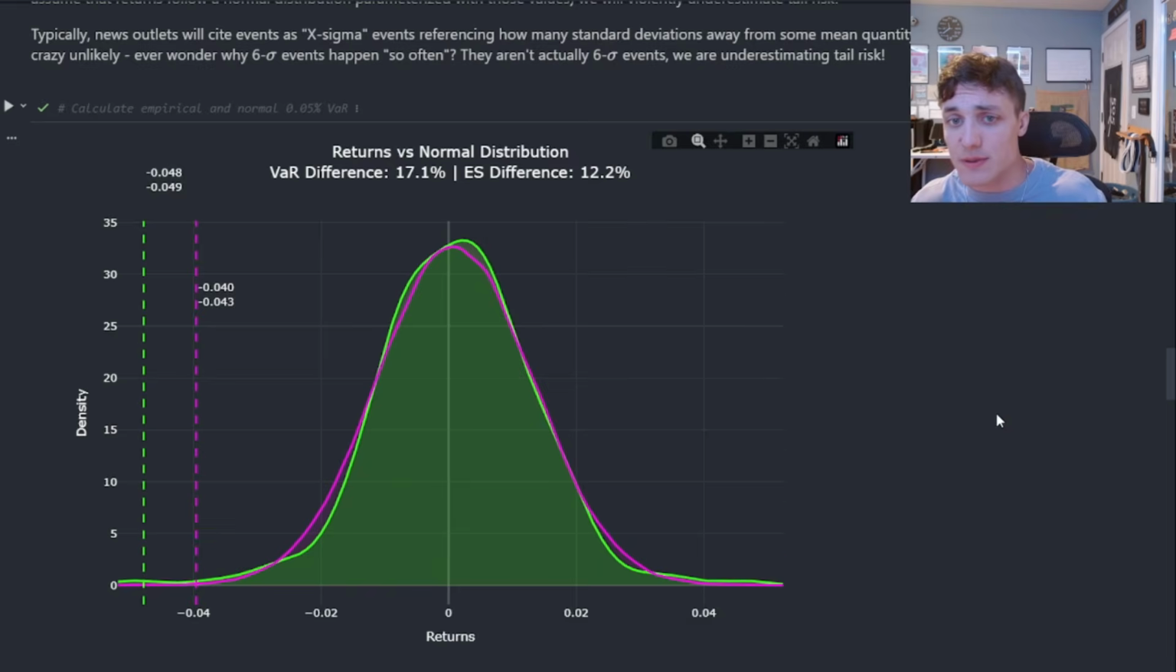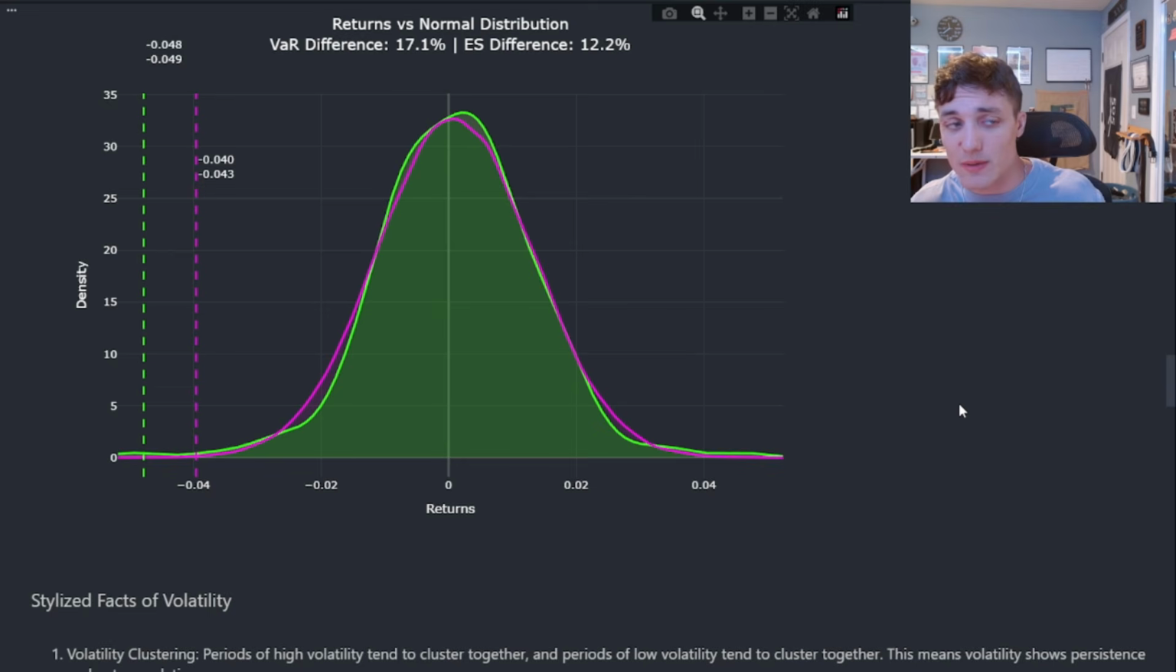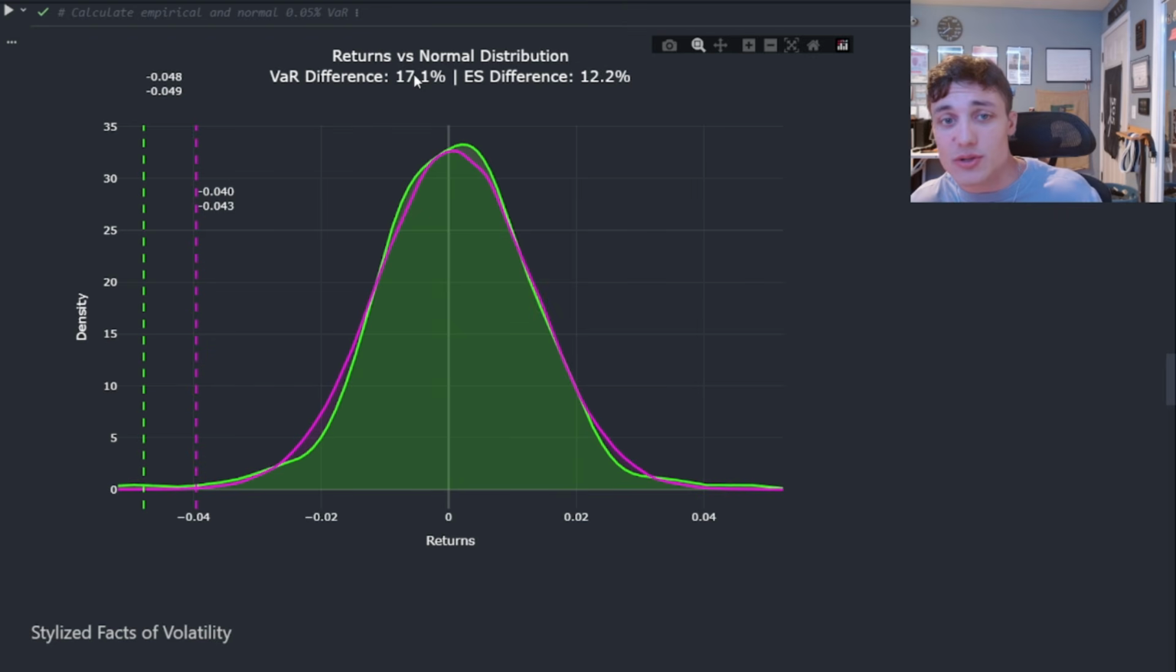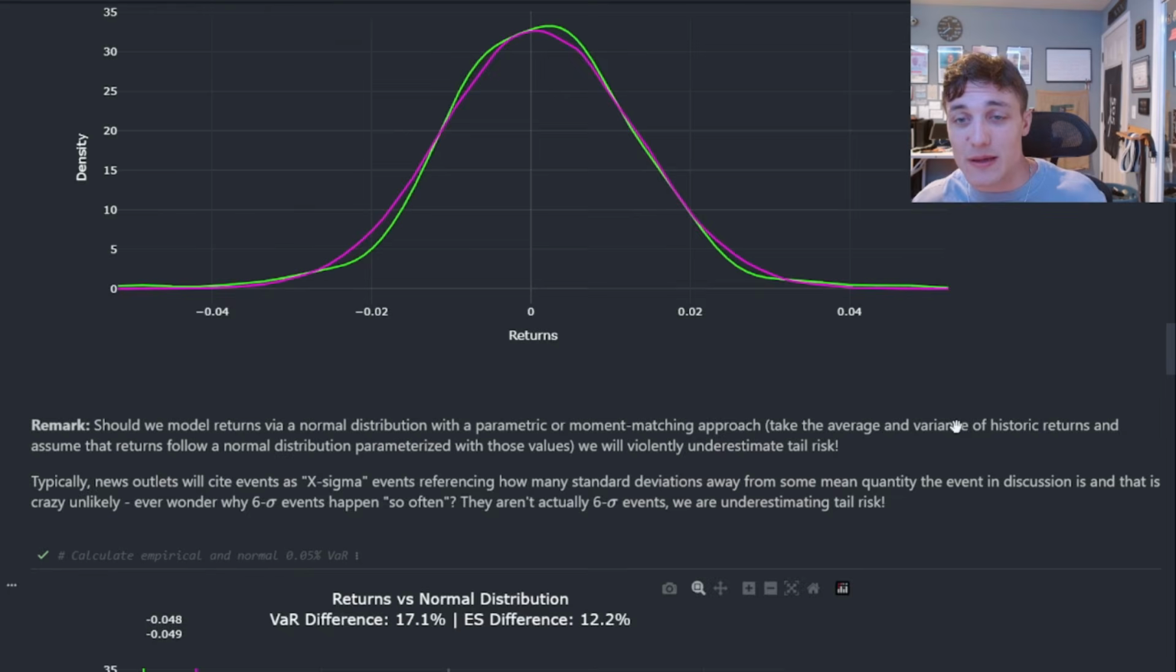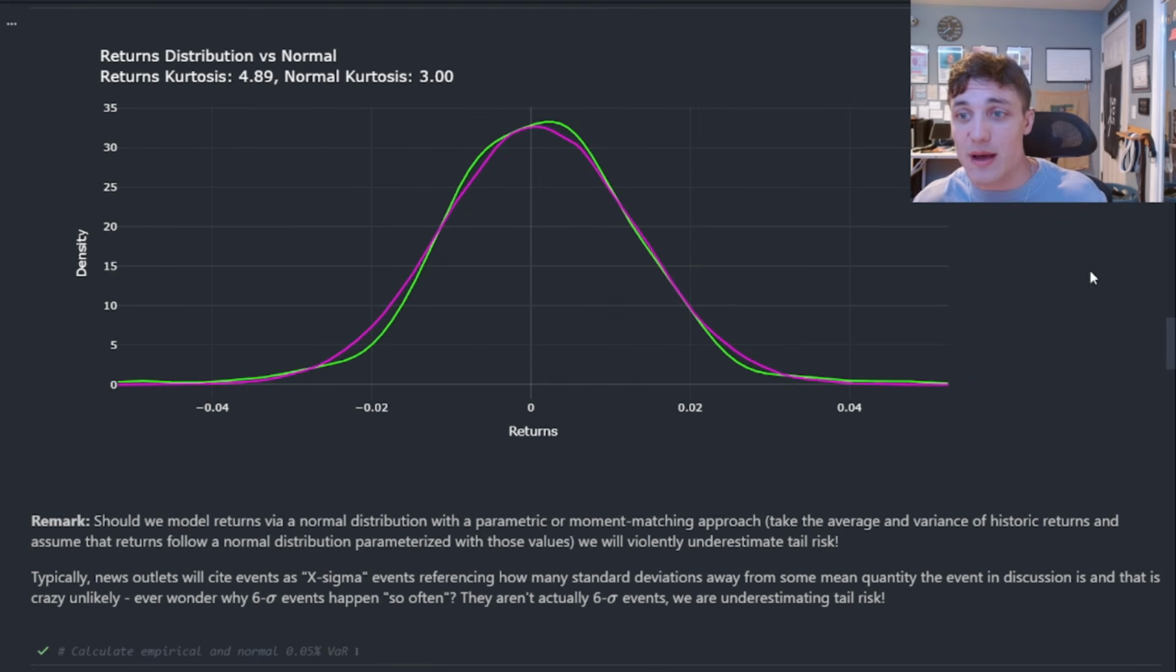By how much in this particular case? Well, I've computed the value at risk, and you can see there's almost a 20% difference between the parametric approach with the purple line, something your finance professor would have you do, and the data that we observe, that is this green line. So clearly, we need some sort of volatility model that is going to capture the idea of excess kurtosis in the return space.